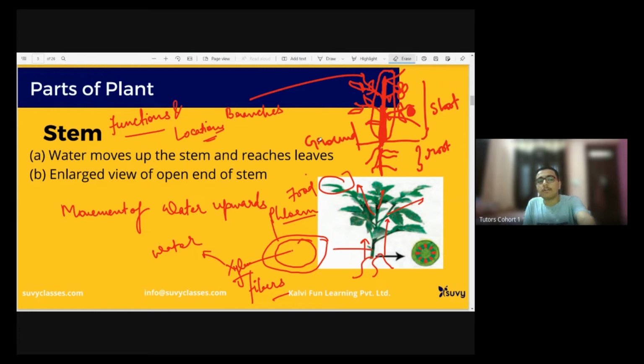For now you should know what is stem. Stem is the central part of the plant along which the plant is aligned, and secondly, what's the function? Water moves up the stem and reaches the leaves. That's the major function.